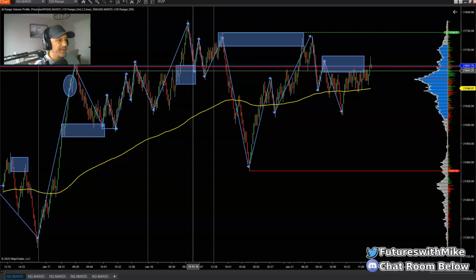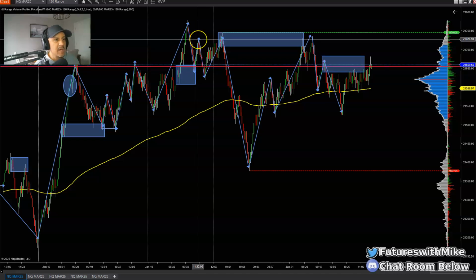Okay? Just this little movement, even though it doesn't look like much here on the 120, look, this rejected at 21,644 and 643. It goes all the way up to 21,727. Just getting 20, 25 points of that is a very good trade, whether you're trading the micros or the full-on major E-minis.